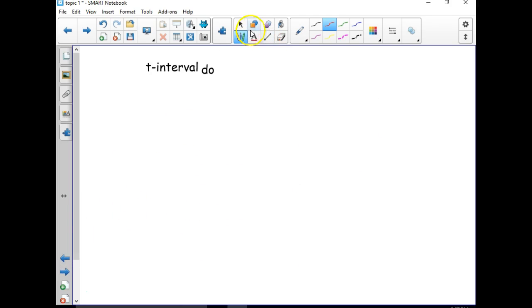T interval, do. So the do step of a T interval. Do you want me to go through it? And again, if you have to leave, I know Jackie said you have to leave early. Just bug out. Do you want me to go through the T interval do?